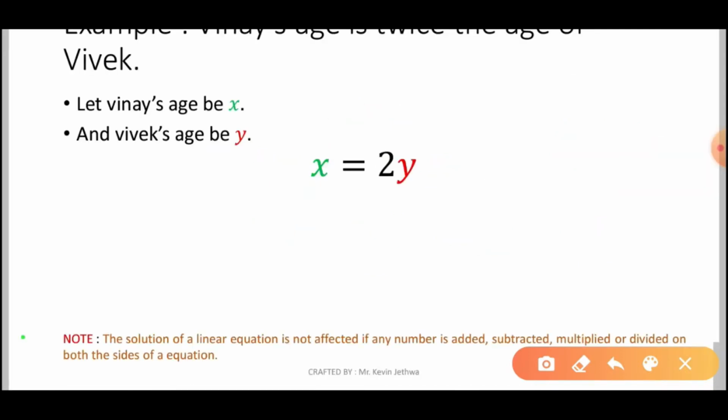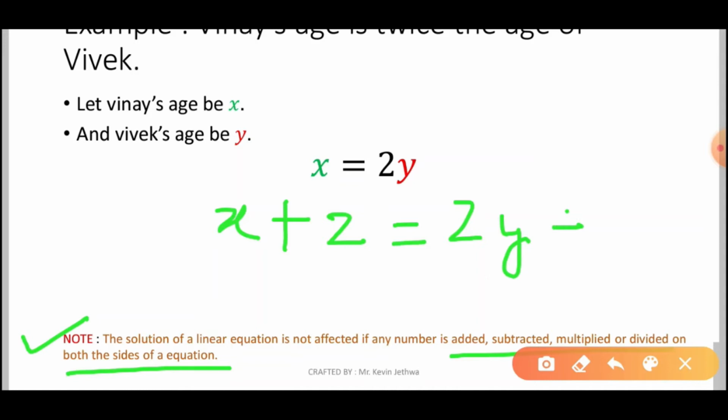And there is one important note which we all have to consider. The solution of a linear equation is not affected if any number is added, subtracted, multiplied or divided on both the sides of the equation. Means if we add, subtract, multiply or divide any number on both the sides of an equation, it will not affect the equation. Such as if we take the equation x equal to 2y and add 2 on both the sides, x plus 2 equal to 2y plus 2. So this equation will be the same as x equal to 2y. We have not changed the equation.